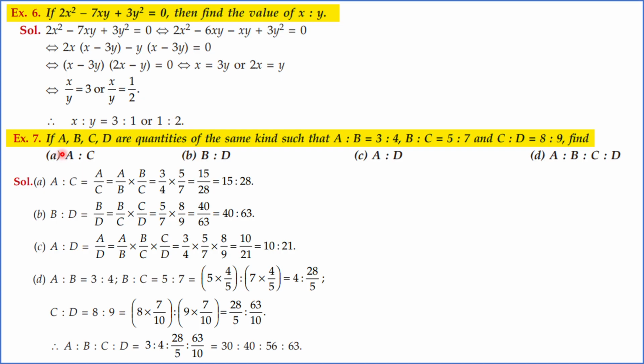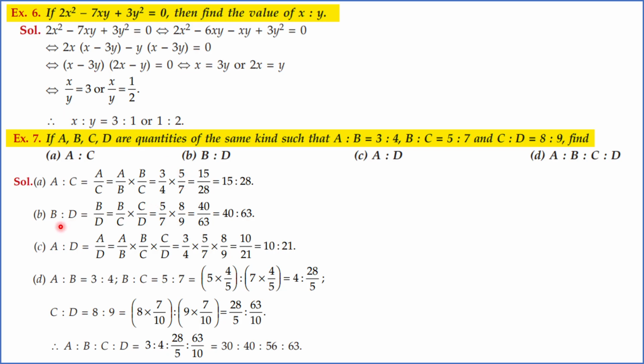If a, b, c, d are quantities of the same kind such that a is to b equal to 3 is to 4, b is to c equal to 5 is to 7 and c is to d equal to 8 is to 9. Find a is to c, b is to d, a is to d, a is to b is to c is to d. A is to c equal to a by c equal to a by b into b by c. That equals 3 by 4 into 5 by 7. That equals 15 is to 28.